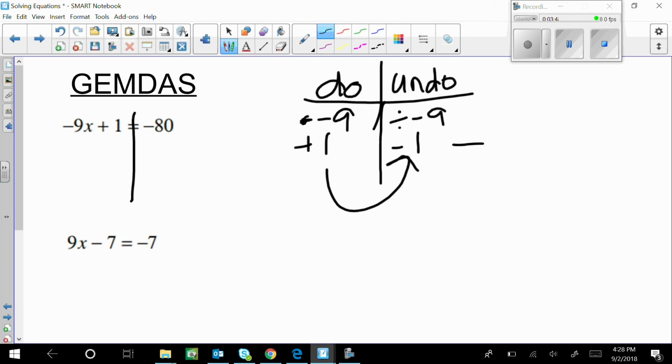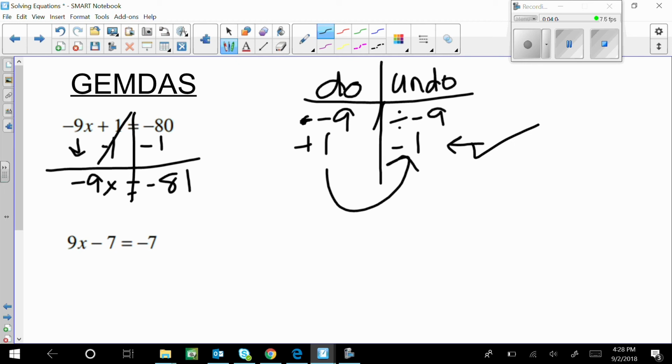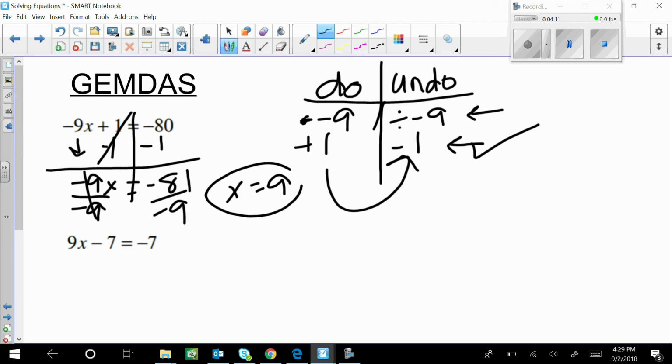First thing I'm going to do is I'm going to subtract both sides by 1. Remember, what I do to one side, I must do to the other. I can bring down my -9x equals -80 minus 1 is -81. That's done. Now it says the next undo step is to divide by -9. X is going to equal +9. And of course, you can plug that back in.